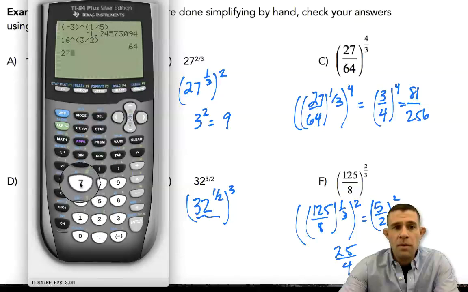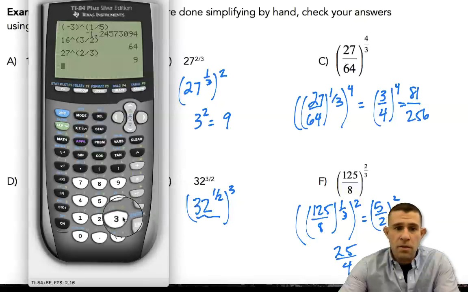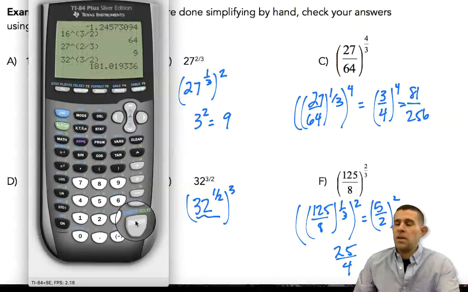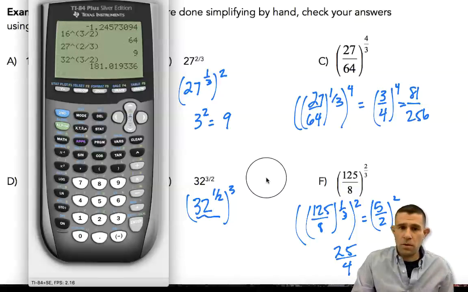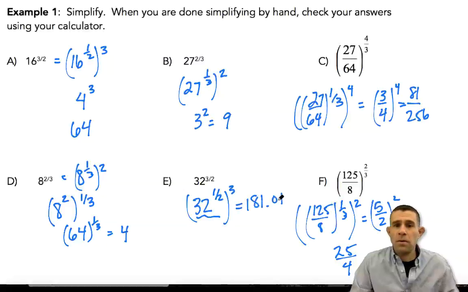All right, let's check a couple more. We have 27, and let's raise that to the 2/3 power now. So we'll do 2 divided by 3, and you see our calculator can handle that just fine. Our result is 9. So let's try this 32 to the 3/2. Now we'll do 3 divided by 2 inside our power, and we can see that the result there is 181.01.